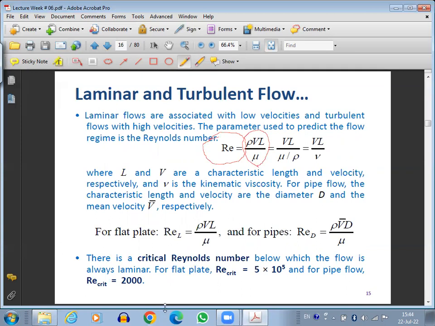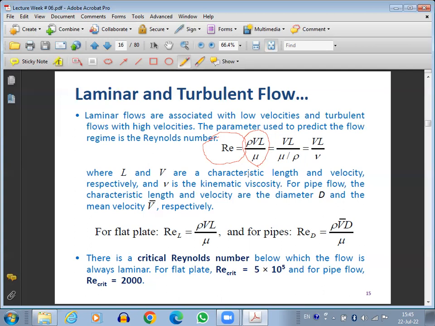So if the density is high, then the Reynolds number can become high. If the velocity is high, the fluid is moving fast, then the Reynolds number can become high. If the fluid has been flowing for a very long time, that is, the characteristic length is large, then the Reynolds number can become high. But if the viscosity is low, then the Reynolds number will be high. So it's not just a single factor. There are 4 factors involved.